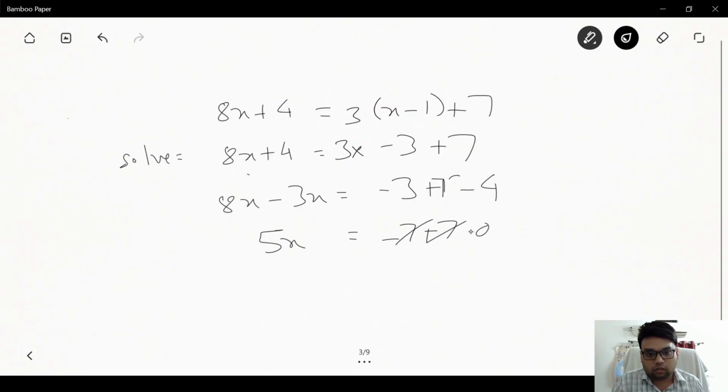5x is equal to minus 3 minus 4 minus 7 plus 7. The ultimate result is 0. So the value of x will be 0. This is the answer of question number 6.